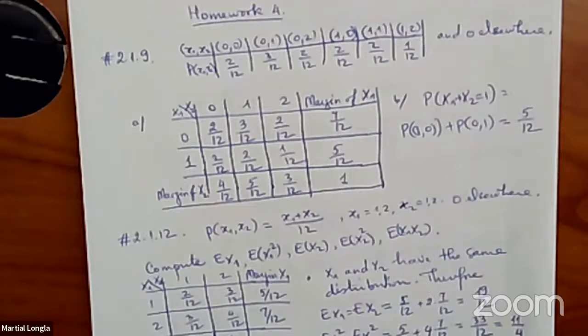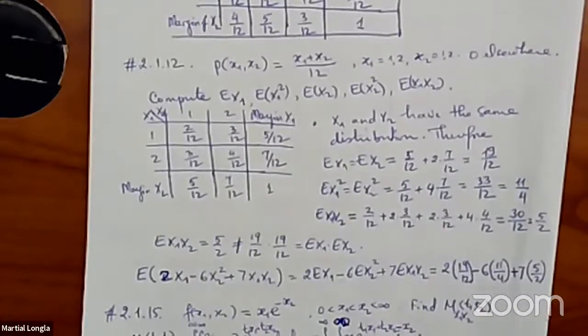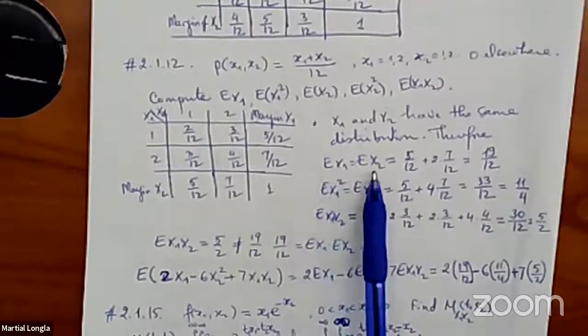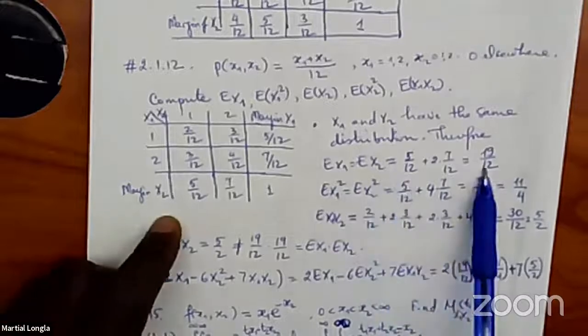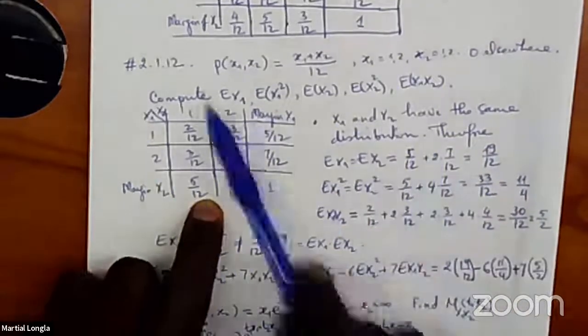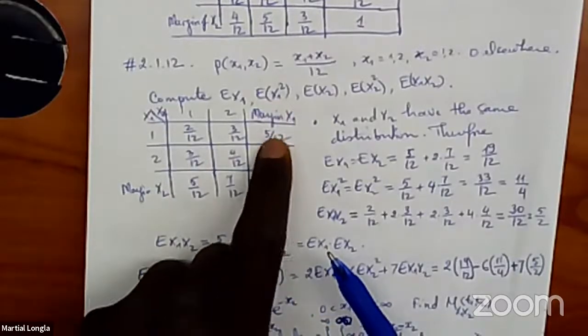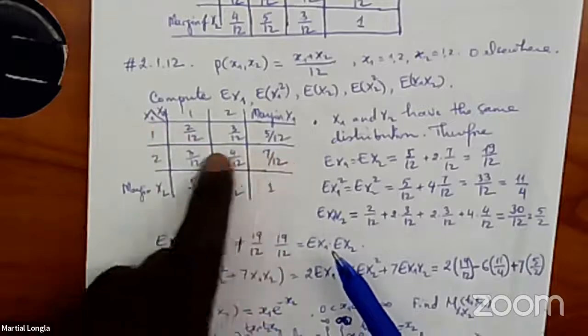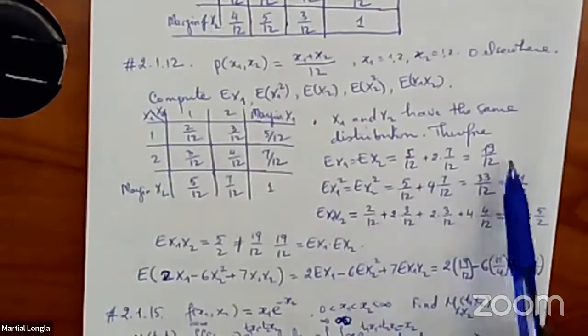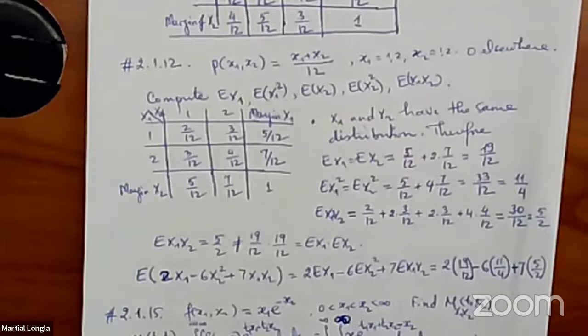So the distribution of x1 is equal to the distribution of x2, and therefore the expected value of x1 is the expected value of x2. The variance of x1 is the variance of x2 because it's the same distribution. Therefore, I don't need to do that computation twice. And how do I compute this using my table? I don't need to do the double summations because I have the marginal distribution of x1. So that is 5/12 times 1 plus 7/12 times 2. It's way easier when you do that than to try to do the double summation.